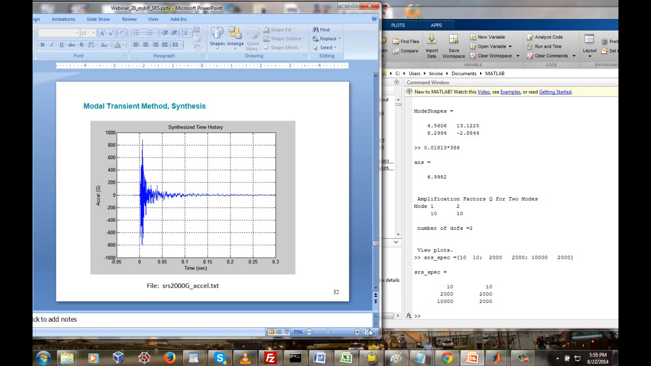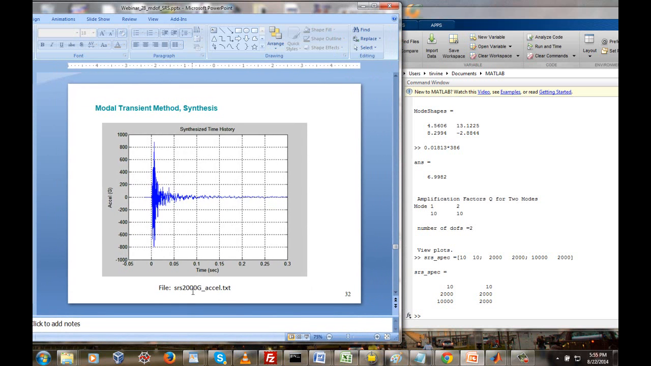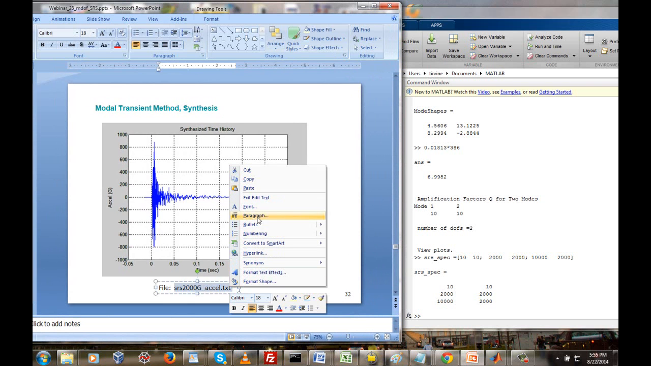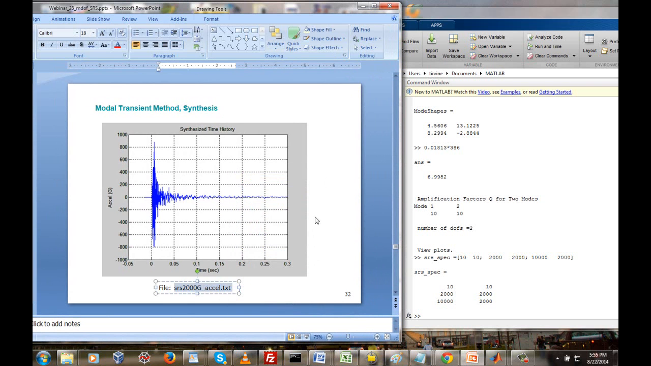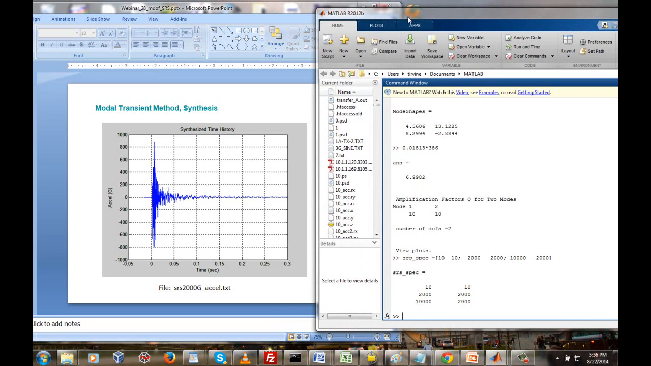So here's our synthesized time history that's already available to us, and here's the file name for it, SRS 2000G_excel.txt. And this plausibly resembles a pyrotechnic shock. Now, there's no exact criteria or rules for saying what is and what is not a pyrotechnic shock, but with a little bit of imagination, that could represent a pyrotechnic shock. So what are we going to do next?